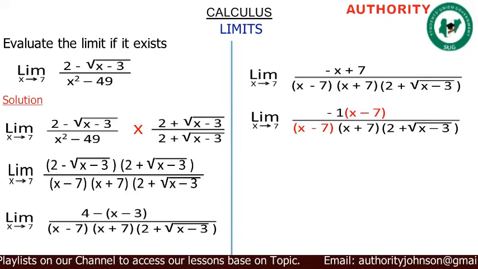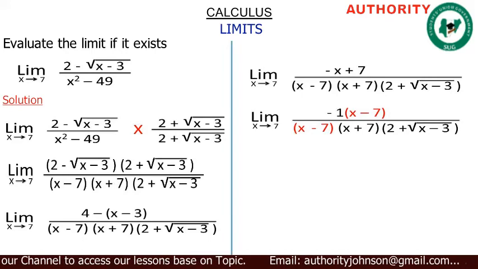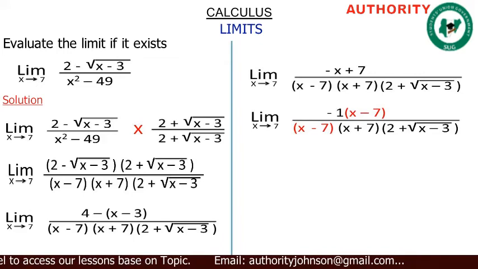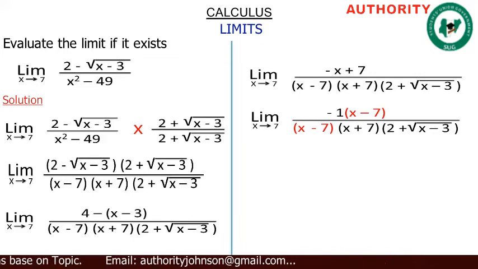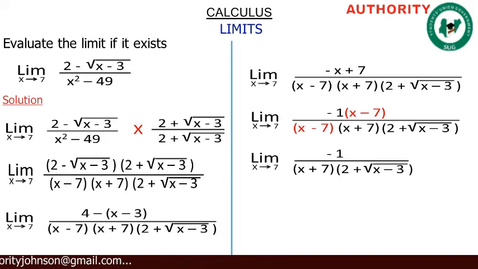Now lim as x approaches 7, you will discover that we have x minus 7 in the numerator and x minus 7 in the denominator, so they can cancel each other. We are going to be left with minus 1 in the numerator. So we have lim as x approaches 7, minus 1 all over x plus 7 in bracket, 2 plus square root of x minus 3 in bracket.